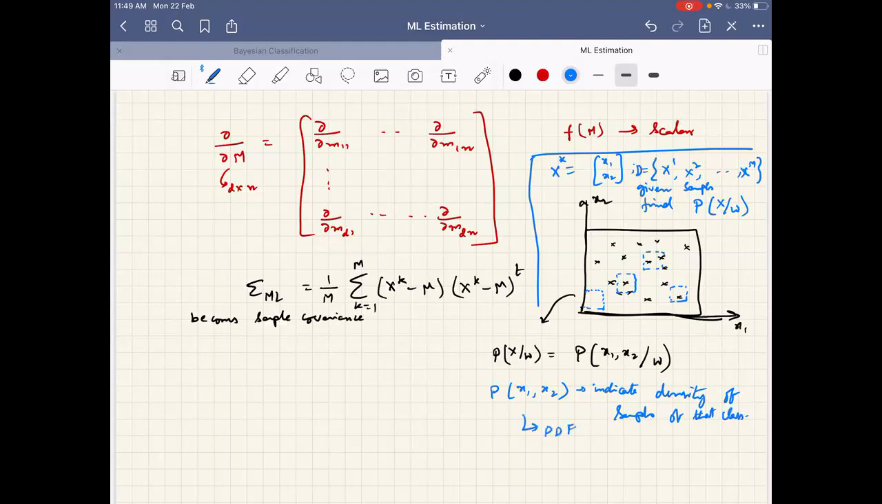In terms of PDF, I call it PDF of x1 comma x2, because at those features, what is the probability that the samples occur? See, let this be first, let this be 2 and let this be 3. In the first small region, what is the probability that the samples occur based on the data that is given?